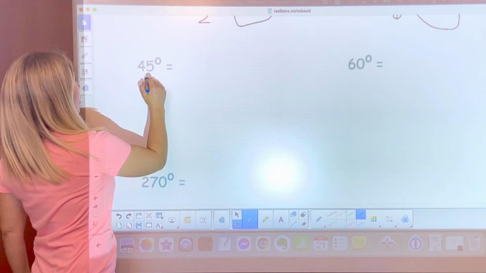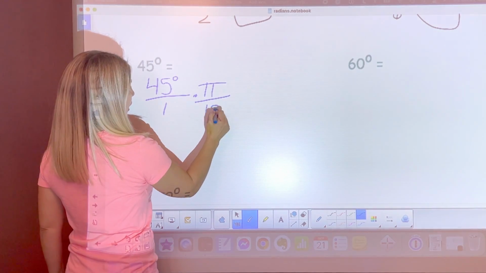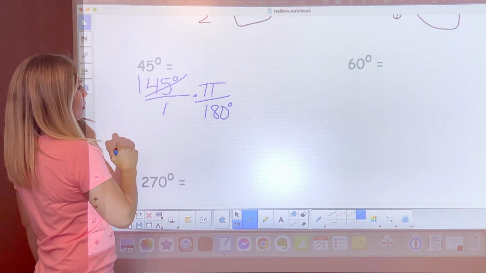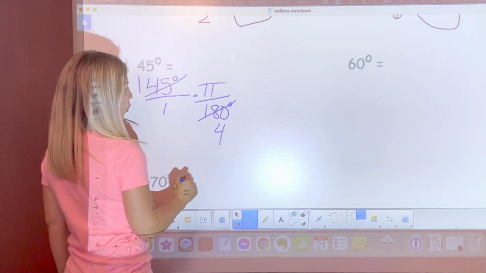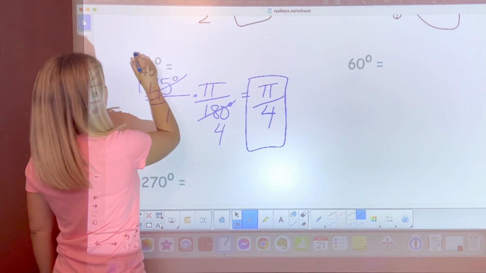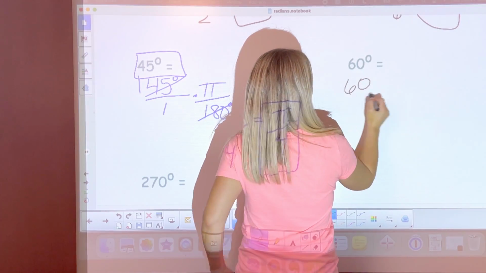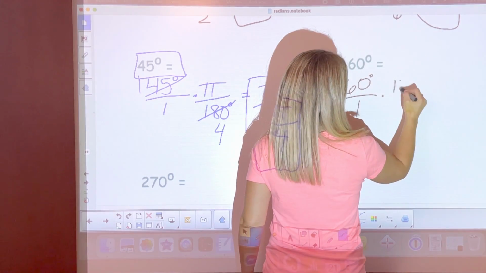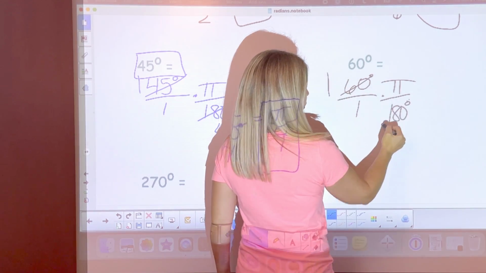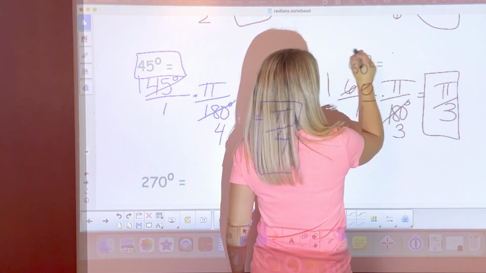Okay, let's try a couple more. 45 degrees over 1 times pi over 180 degrees. 45 goes into 45 once. 45 goes into 180 four times. So pi over 4 would be your 45 degrees. Now let's try 60 degrees. 60 degrees over 1 times pi over 180. 60 goes into 60 once, 60 goes into 180 three times, so pi over 3 is 60 degrees.